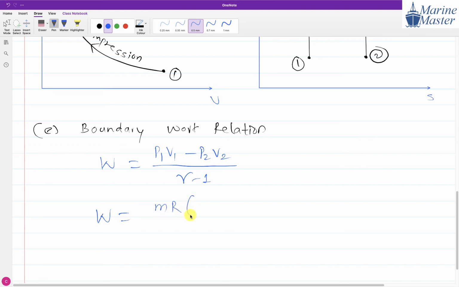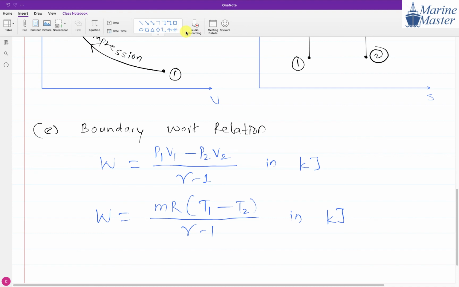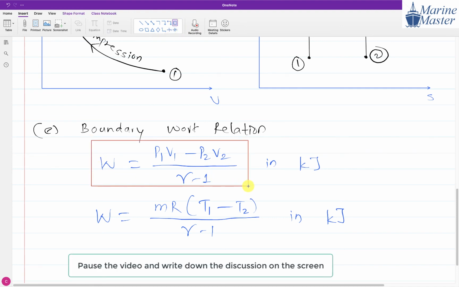m R (T1 minus T2) divided by gamma minus 1. Here we will have the answer in kilojoule. Here also we have it in kilojoule. So please write down this relation of the work done.